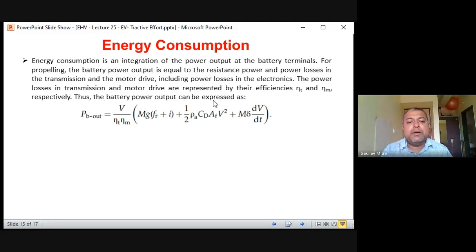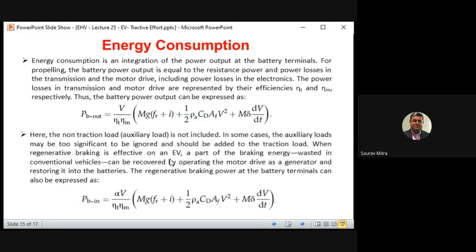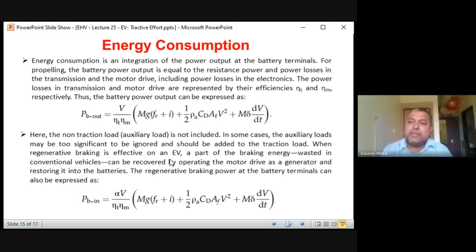Thus, the battery power output can be expressed like this: m delta dv/dt minus this minus this. So these two terms are negative, which you have to understand. Here the non-traction load or auxiliary load is not included. Auxiliary load means running the AC, running the lights and all those things. In some cases the auxiliary loads may be too significant to be ignored and should be added to the traction load. The auxiliary load can be the AC. That's why, while starting the car, at certain times we switch off the AC.